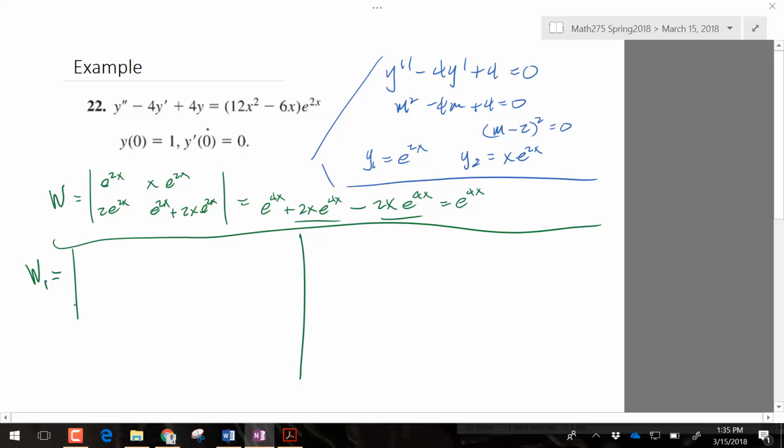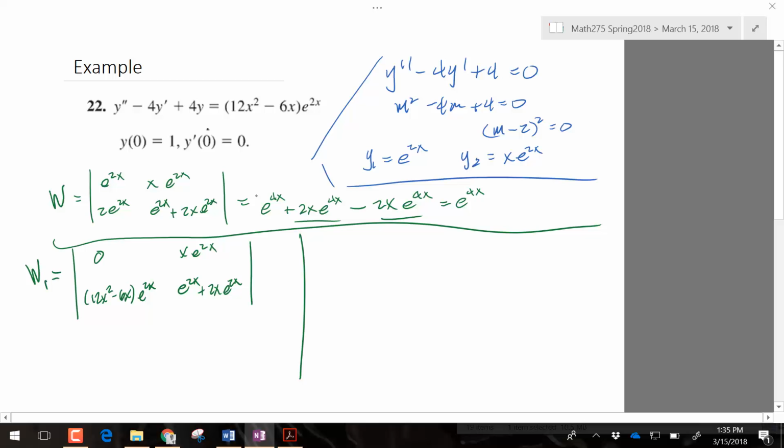Let's change the Wronskian into the W1, and the first column will change to 0 and f of x. That's 12x squared minus 6x times e to the 2x. And then we have x e to the 2x, and then our e to the 2x plus 2x e to the 2x.